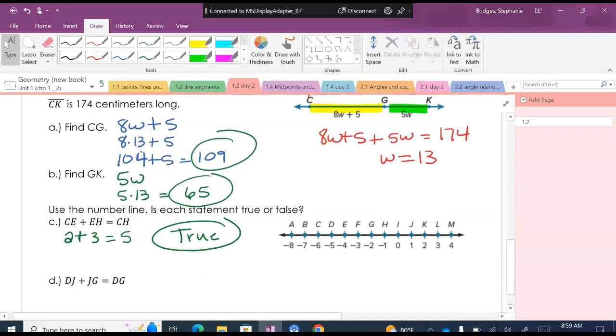Something similar, but not quite. We are going to do number lines, but we're going to do a little bit something different with them. Go ahead and try D. That's the last one, isn't it? Yeah, count DJ, count JG, and then count DG. And decide if that makes a true or false statement.